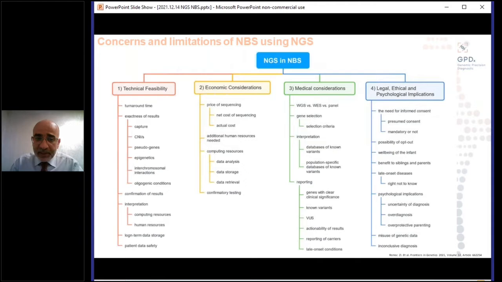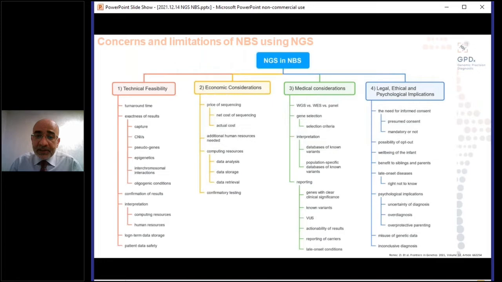And of course, the interpretation of results is another issue that depends both on software programs, and it depends also on human expert interpretation. And when we have this sequencing, we have a huge amount of data that needs to be stored, and needs to be stored safely.